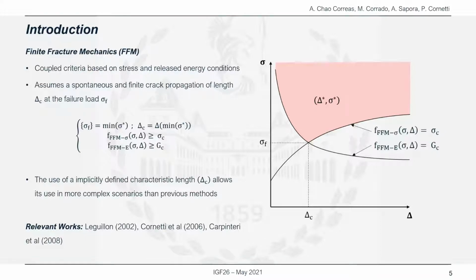Although for positive geometries with monotonically decreasing stress fields, this is simplified to a nonlinear system of two equations. The main advantage of this theory is the use of an inherently defined length, which allows its use for much more complex scenarios, given that this length is able to modify itself.